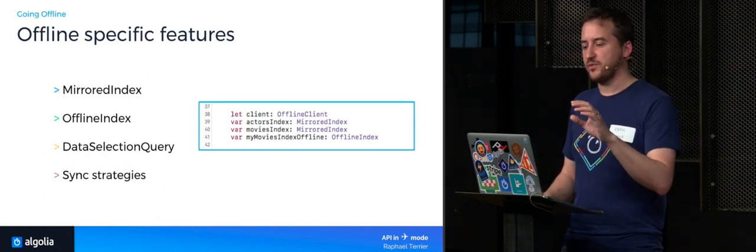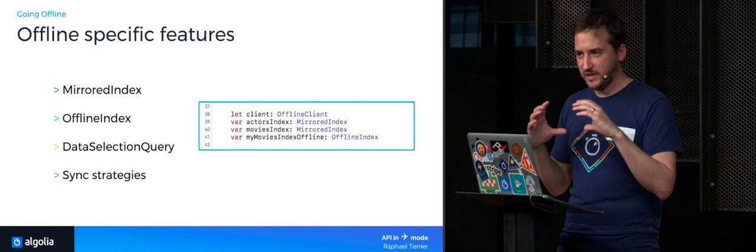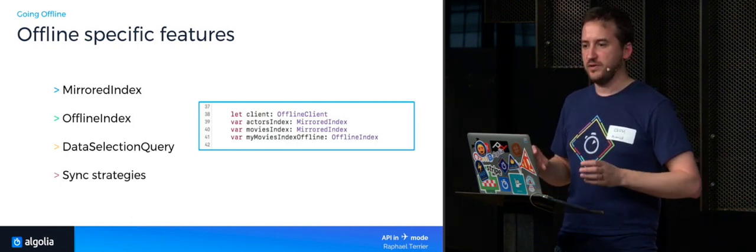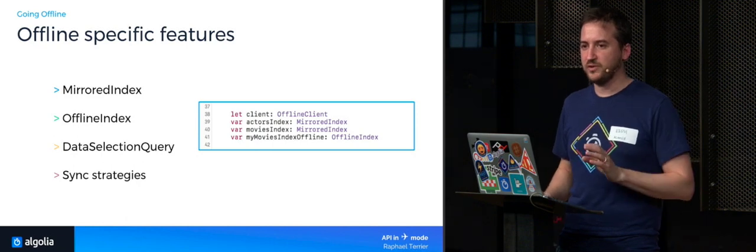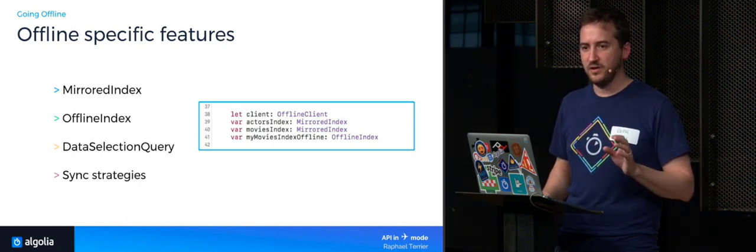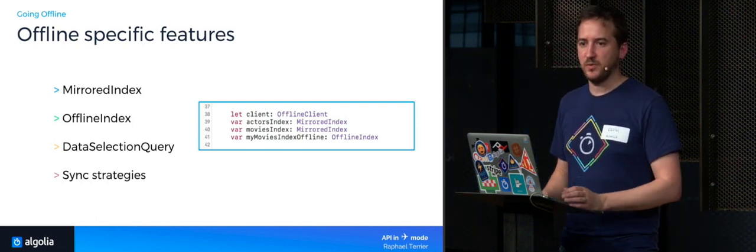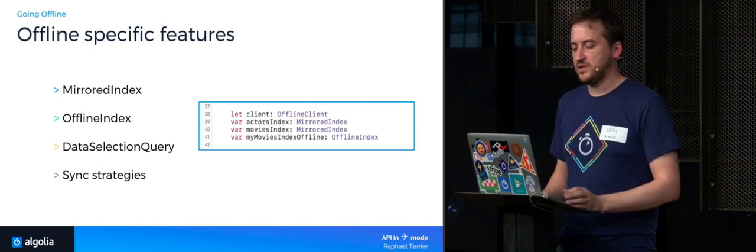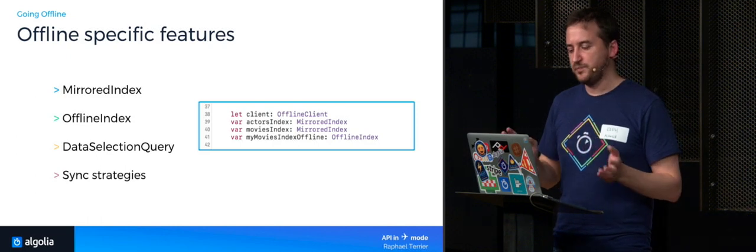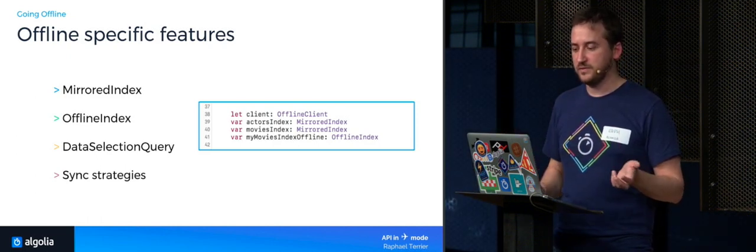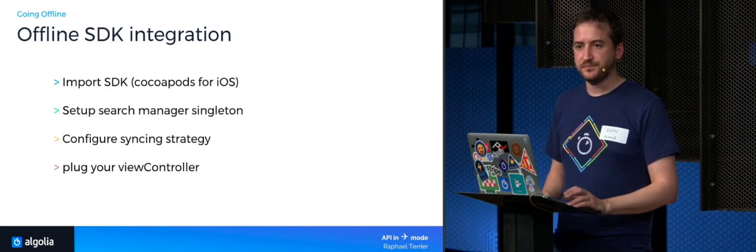The data selection query part allows you to specify which subset you want. The offline index allows you to build from scratch, without any counterpart on the Algolia server, an index that will be able to search directly on the mobile. And on the sync strategies, you can favor online only, offline only, or fallback on failure, or fallback on timeout, depending on your needs.